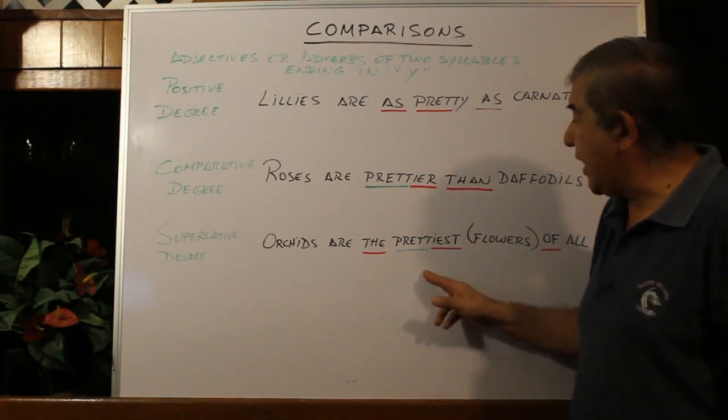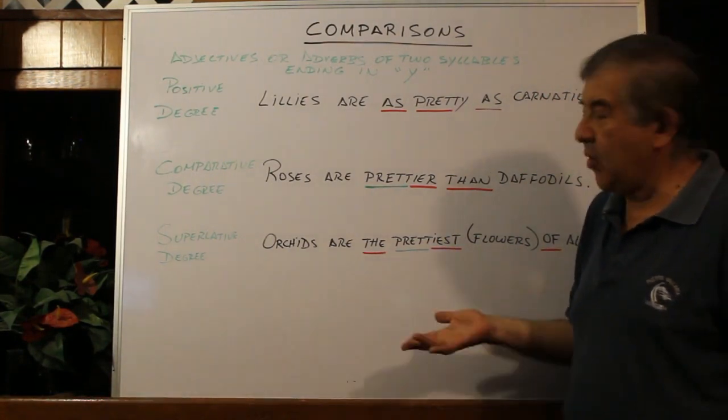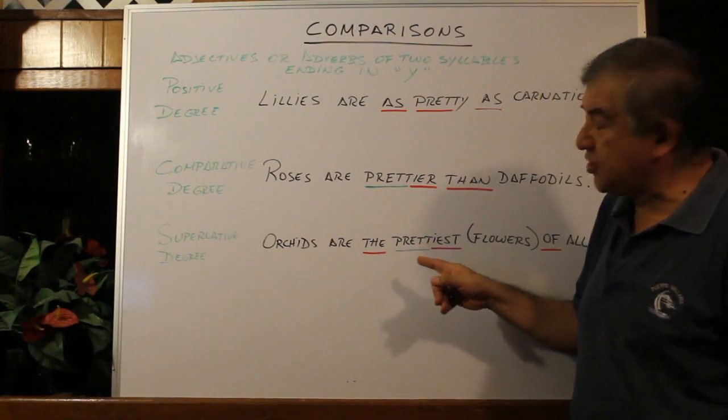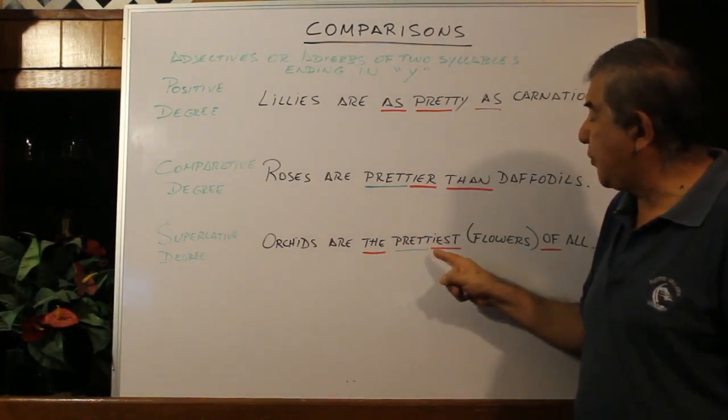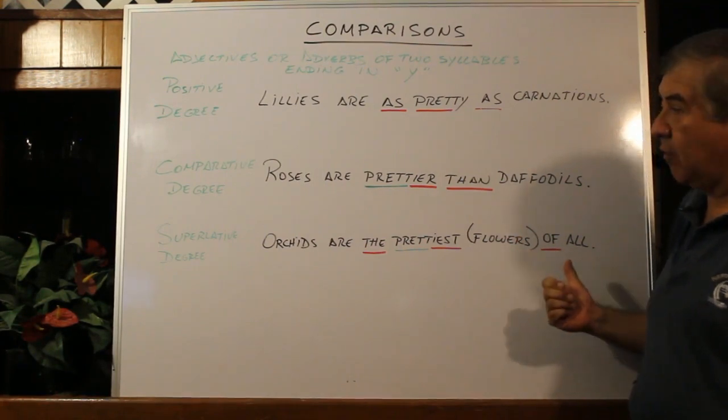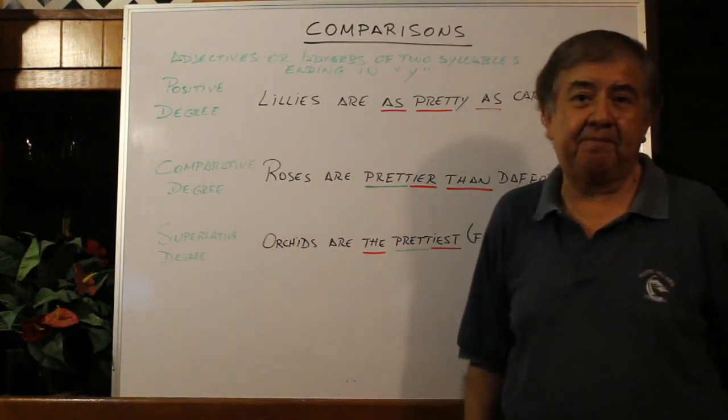Here again, we have pretty. We apply the first rule for those adjectives of one syllable, and we change the Y to I. The prettiest flowers of all. That is the superlative degree.